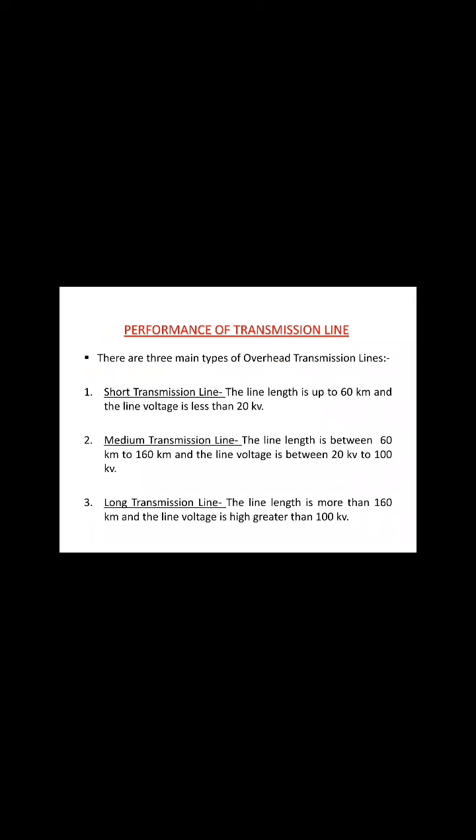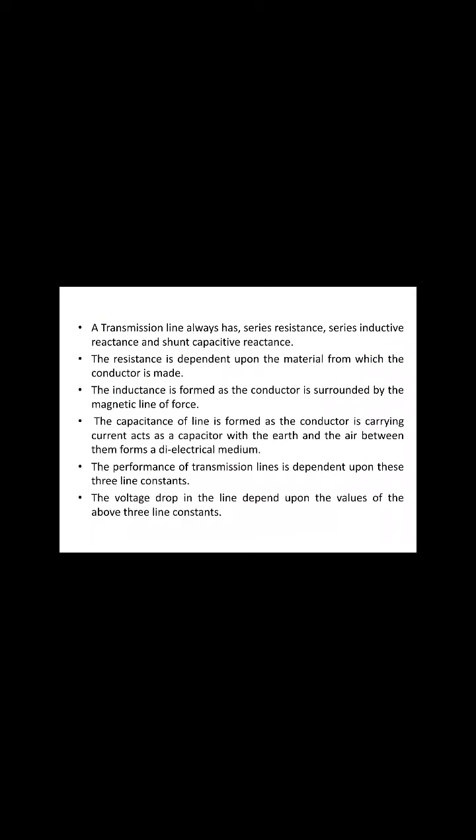In a long transmission line, when the line length is more than 160 km and the line voltage is high, greater than 100 kilovolts, it is called a long transmission line. A transmission line always has a series resistance, series inductive reactance, and shunt capacitive reactance.